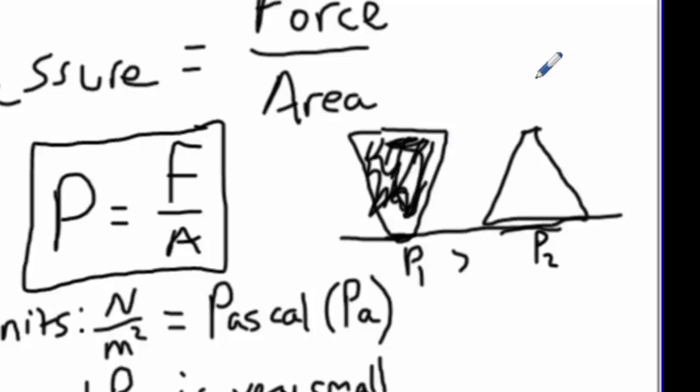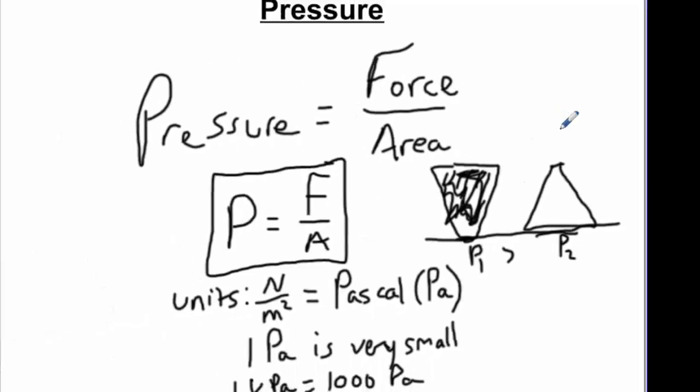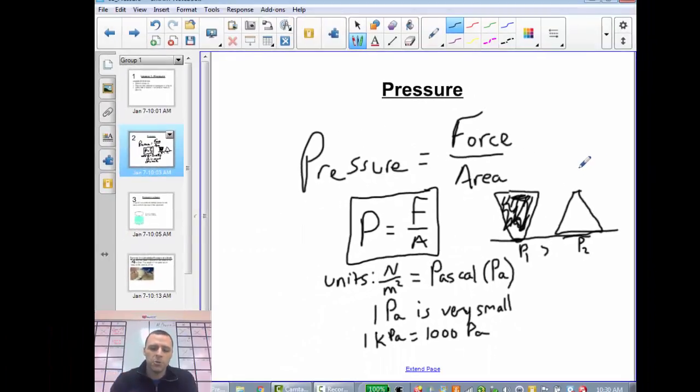You could imagine taking a thumbtack and pushing the wide end on your hand, and it wouldn't hurt, or if you did the narrow pin part, it would really hurt a lot. So pressure is force divided by area.